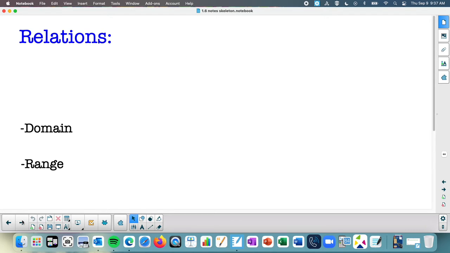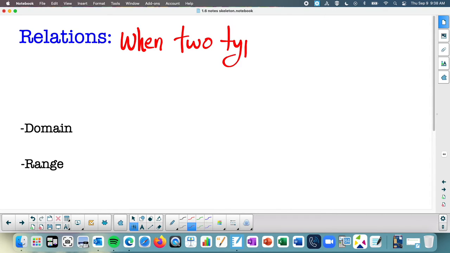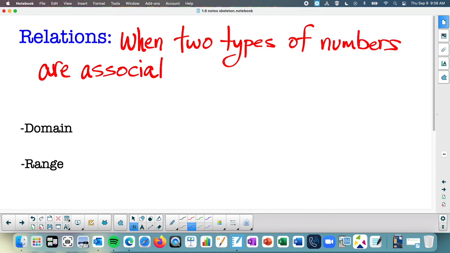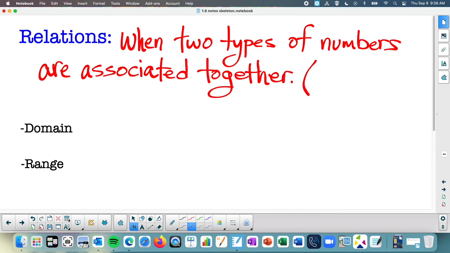Okay, so a relation. A relation is when two types of numbers are associated together in any which way, which is pretty much the definition of related, when two things are related. And there's absolutely a bunch of ways you can say this same information.